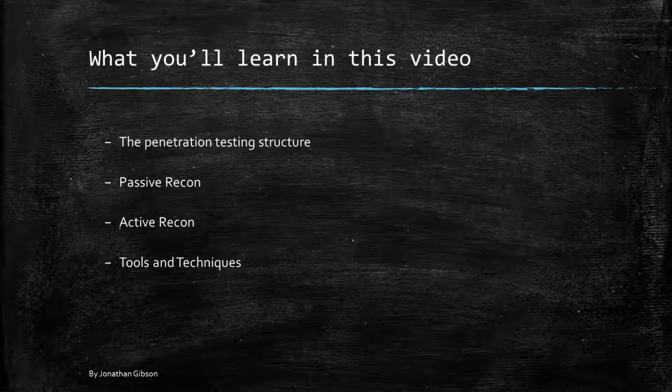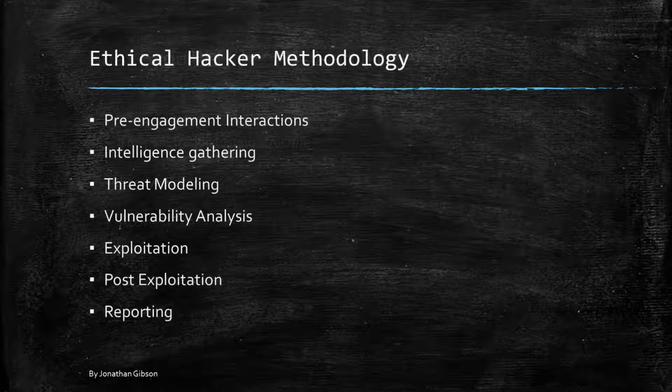Hacker course. So we'll be going over the penetration testing structure, passive reconnaissance, active reconnaissance, and tools and techniques used for doing that. So, the ethical hacker methodology. The first step in all penetration tests is reconnaissance. The proper methodology for penetration tests goes as follows though. There's pre-engagement interactions, intelligence gathering, threat modeling, vulnerability analysis, exploitation, post-exploitation, and reporting.